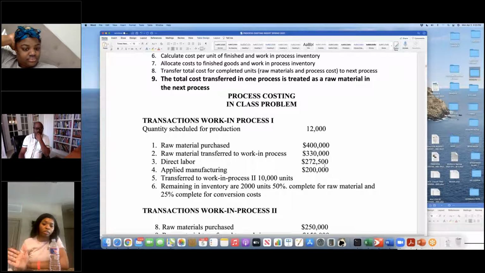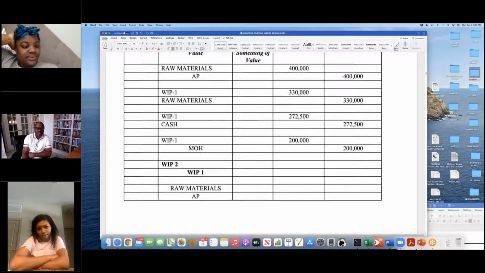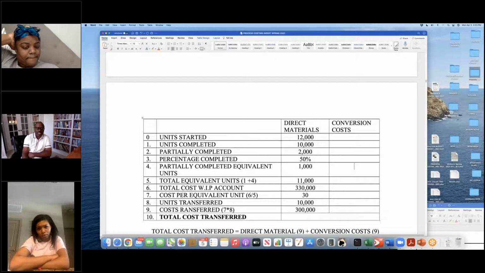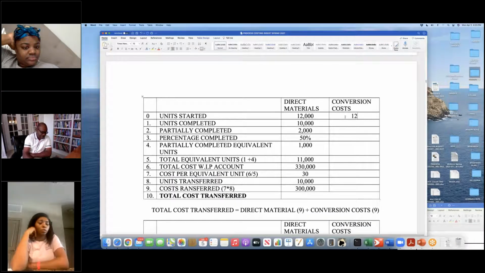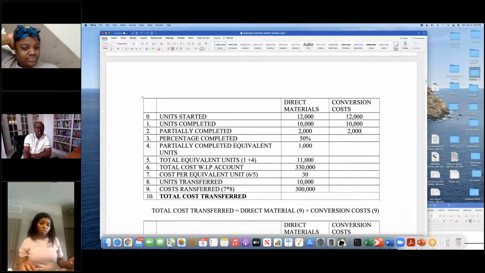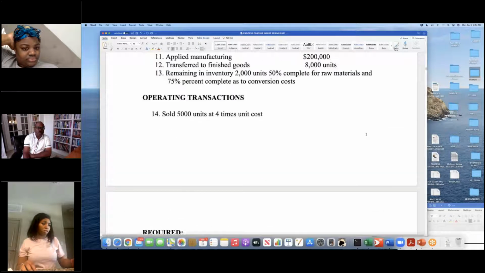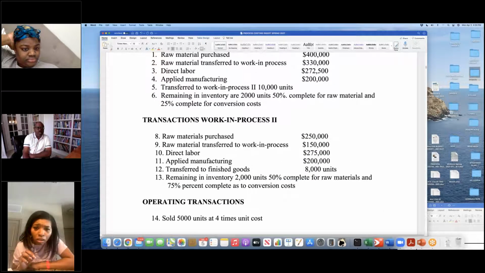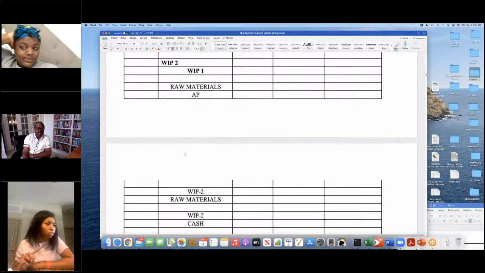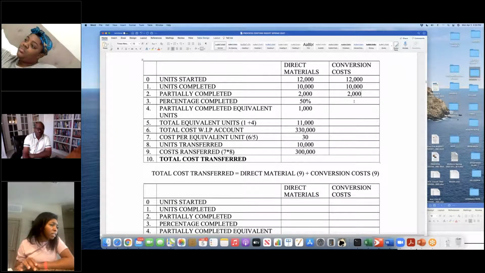How do we calculate this? Would we be using the same percentage? How many units did we start? We started with 12,000. How many did we complete? 10,000. So partially complete would be 2,000. But what percentage were these partially complete? That is, how many hours did they work? It tells us they were 25% complete, so they only worked 25% of the time. The assumption says complete for raw materials and 25% complete for conversion costs.